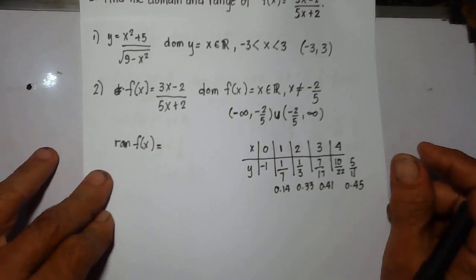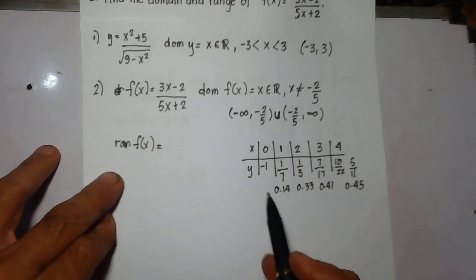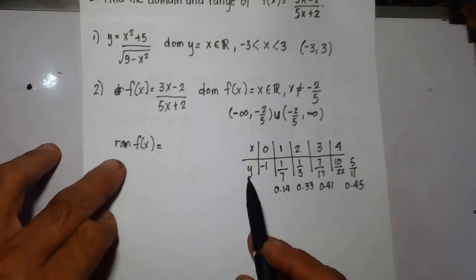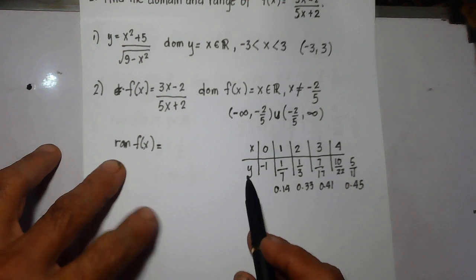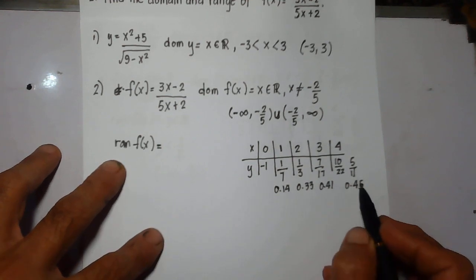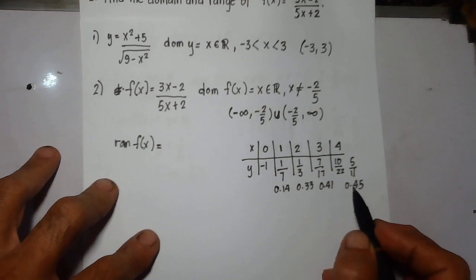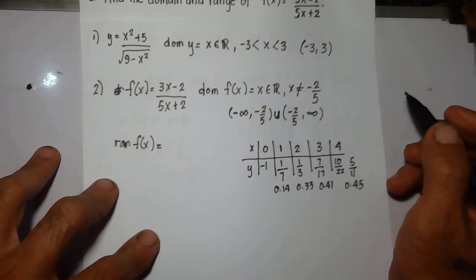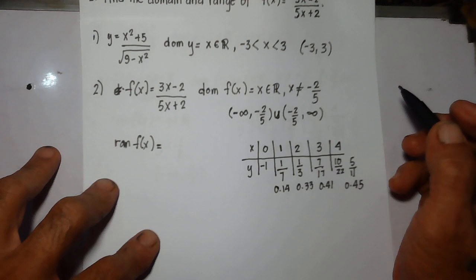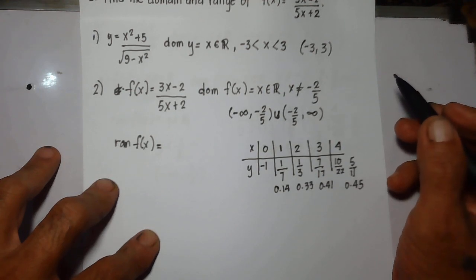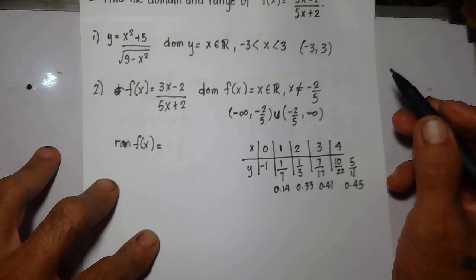Now, by inspection, we can see that the value of y is approaching 1/2. Right? 0.41, 0.45. This is the graph of a curve which is asymptotic to y is equal to 1/2.